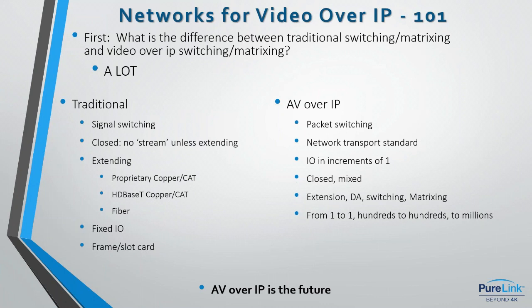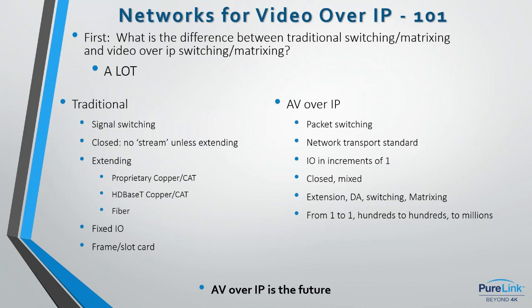Or I might have a slot card frame where I can purchase and install cards, but usually I'm doing that in increments of 4. In most cases, there are some manufacturers that do increments of 2, but that's how I have to build up my I/O. And usually the frame isn't exactly the I/O you need. So if you need 15 inputs and 20 outputs, you have to buy a 32 by 32 frame. So that's not efficient cost per channel.